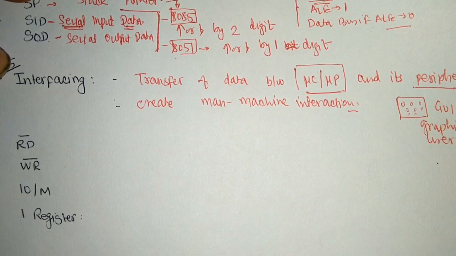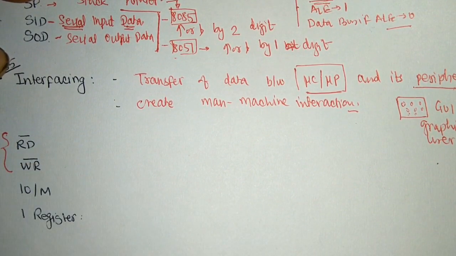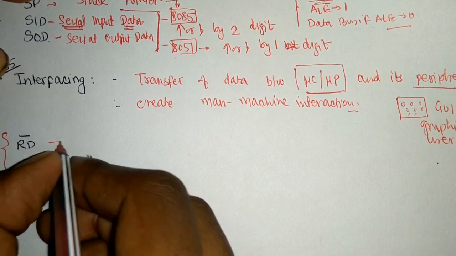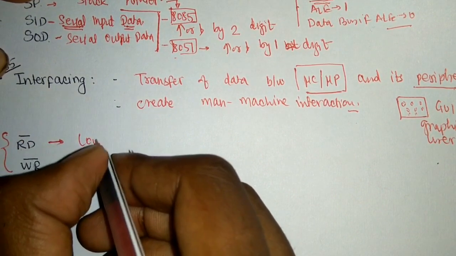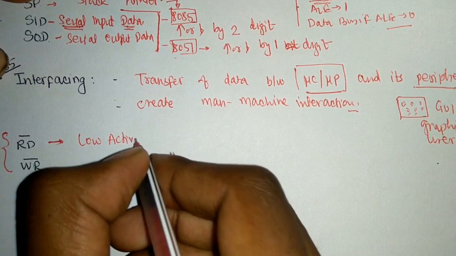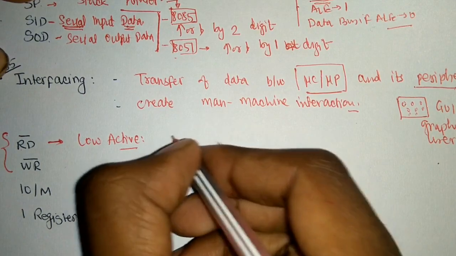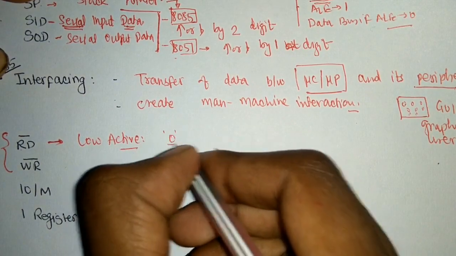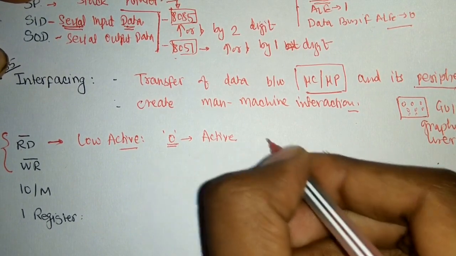Now when we talked about the control bus, I talked about these two lines there, read line and write line. So when it is read bar, it means it is low active. What do we mean by low active? Whenever I want my system to read data, it has to be 0. So on 0 it will be active. If it is 1, then it will be inactive.